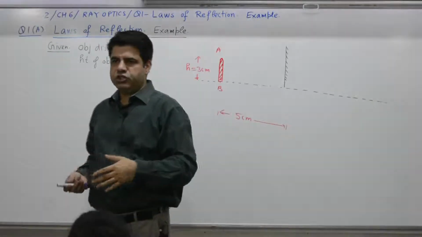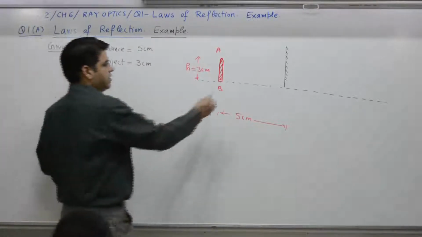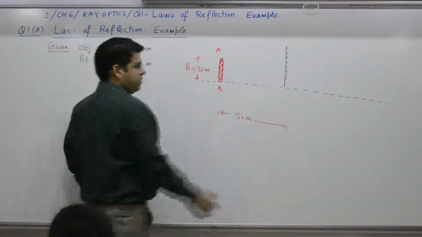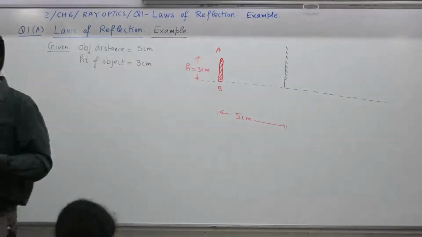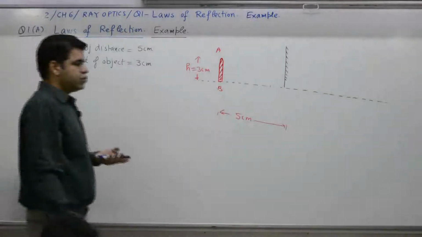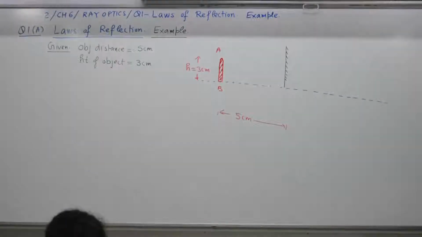So take one full page, draw the diagram, try. In case you don't have a scale, try this: 1, 2, 3, 4, 5. Try to draw freehand, but try to keep to scale.